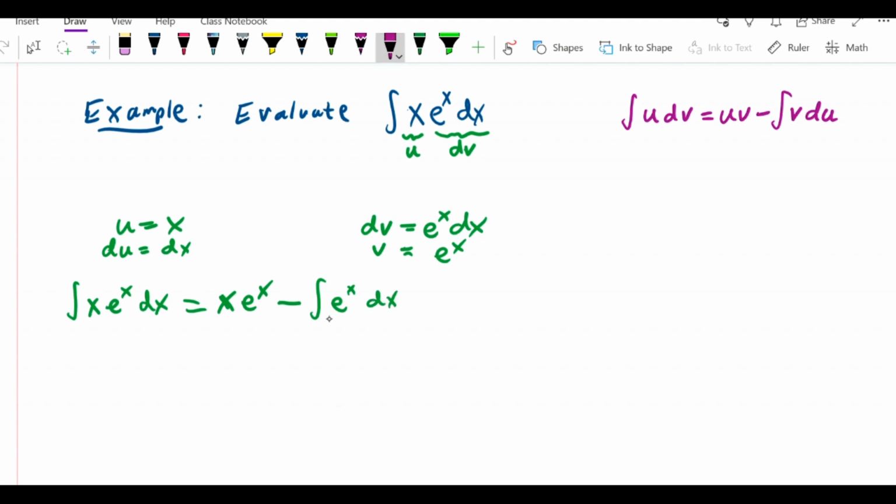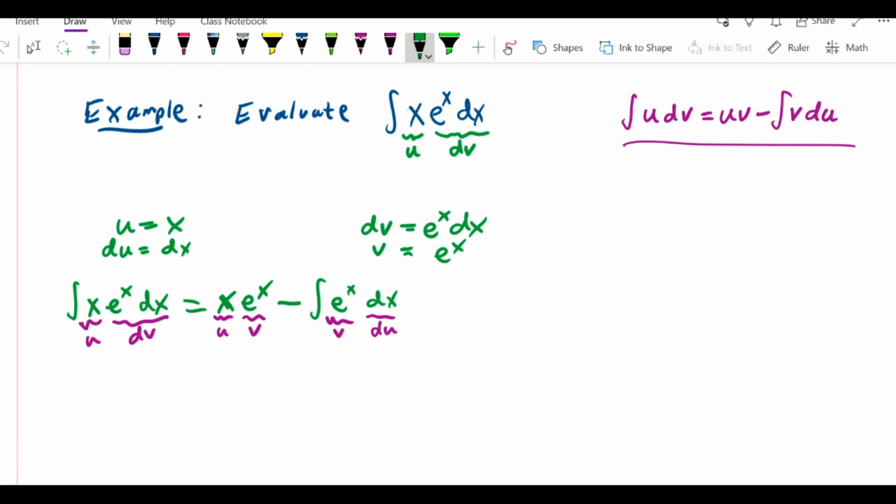And just to be clear on what we're doing here, this is u and this is v, and this is du, and you can even put in here that this is u and this is dv. So that's how this equation maps onto the integration by parts formula that you see here.